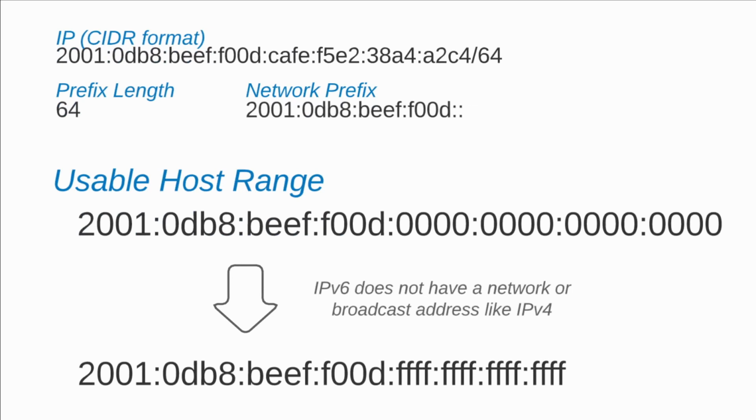And then the usable host range is actually 2 bigger than in IPv4. All zeros and all ones for the host part of the address are perfectly valid addresses. Because we always use CIDR format for the network prefix, we don't have to reserve that first address. So we can use it, and there's no broadcast in IPv6. It's all using multicast. But the same math applies.